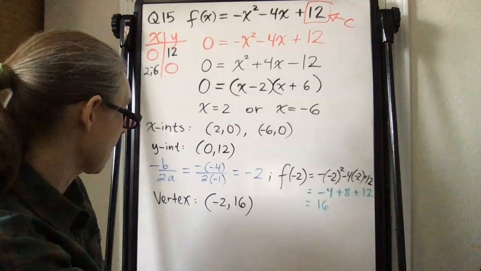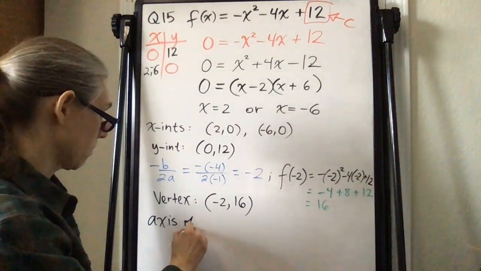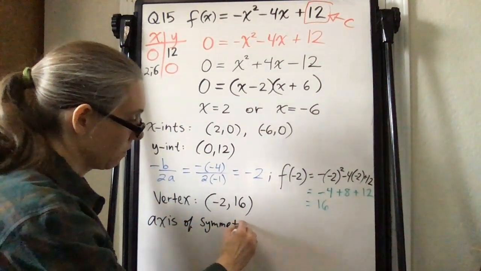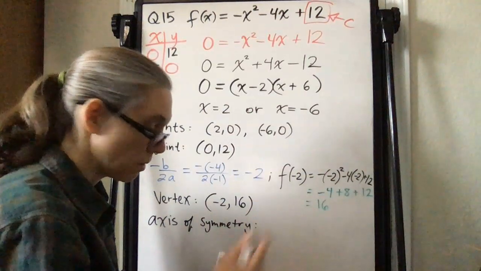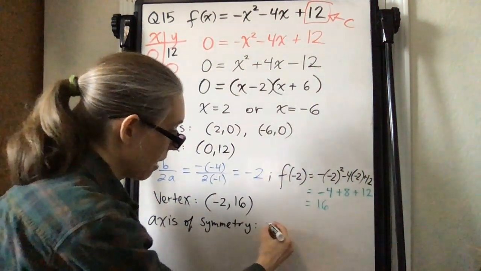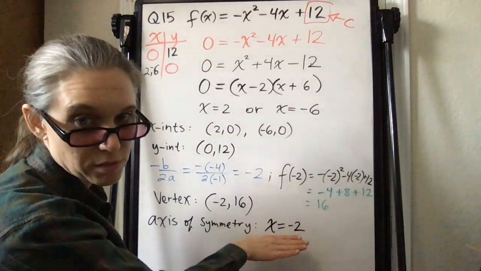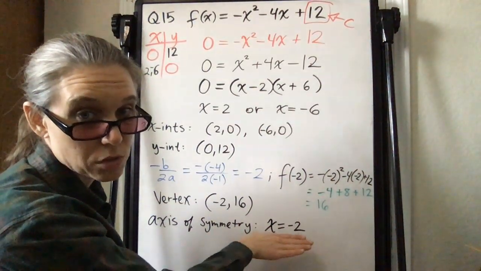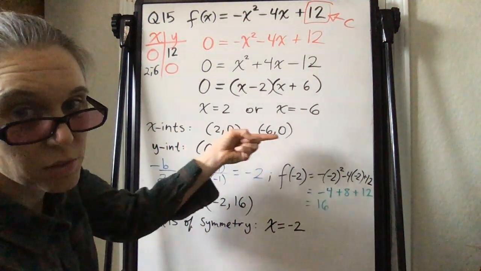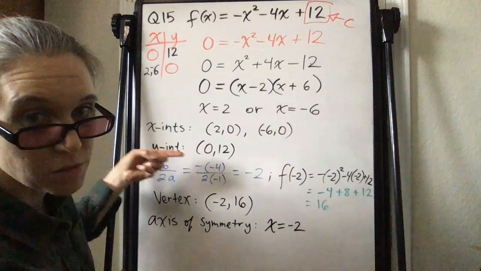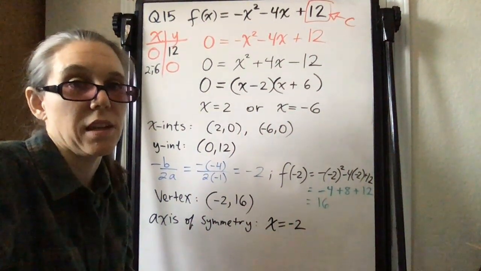Okay, and then I need to have my axis of symmetry. The axis of symmetry is going to have the same x value as the vertex. It's going to be a vertical line, so we need to have x equals negative 2. So the axis of symmetry is written as an equation, an x equals equation. The x-intercepts are written as coordinates, (2, 0), (-6, 0). The y-intercept is also written as coordinates, (0, 12). So that's question number 15.